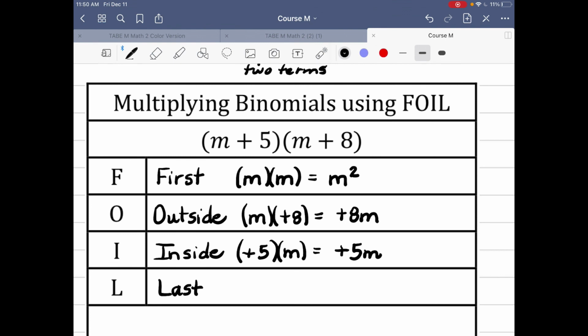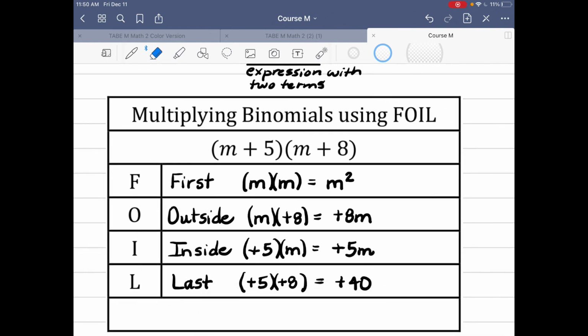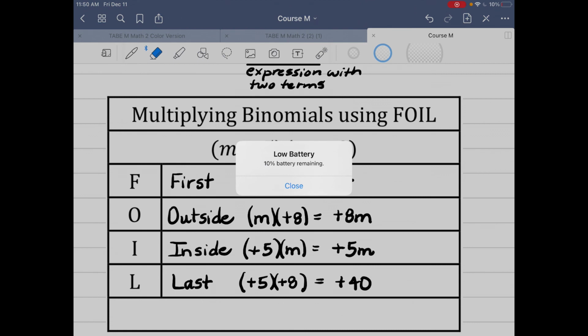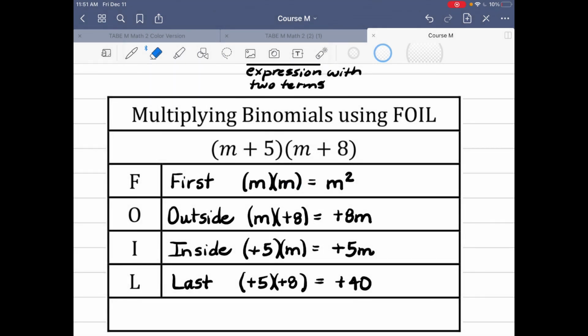And then the last two terms, you've got a plus 5 and a plus 8 are the last terms. And that's going to be a plus 40. No letters in that one, just a constant. And so I have foiled my problem. And I am getting low on my battery, so I'll fix that in just a second.